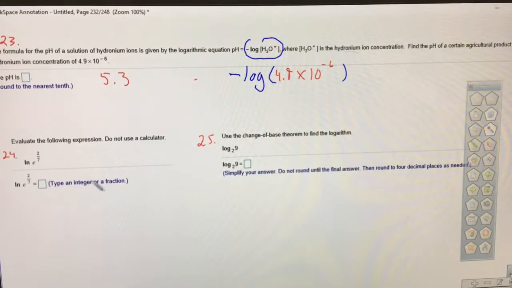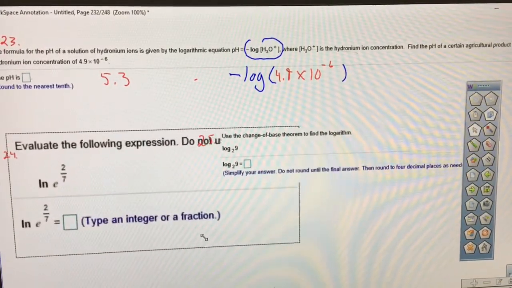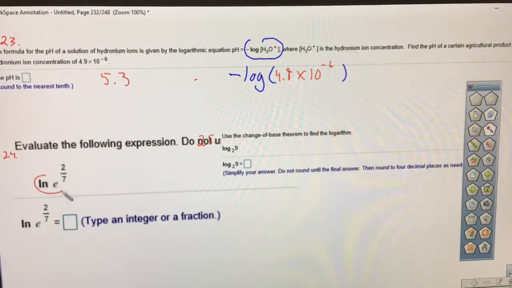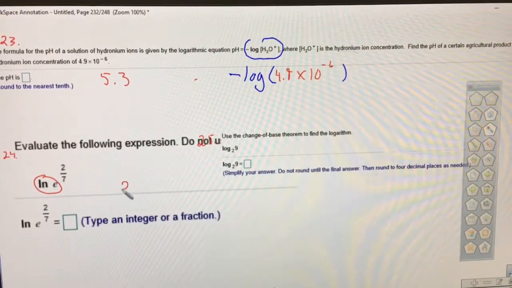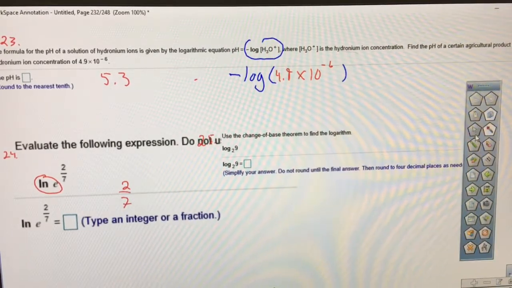This one, you can use the calculator. You are allowed to use the calculator. However, ln and e cancel each other out. So the ln and e are going to cancel each other out, and your answer is just going to be 2 over 7.